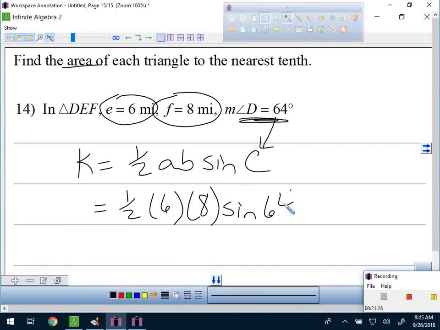If you type that in, you end up getting, let's see, that's going to be 0.5 times 48 times sine of 64, and you should get 21.6, and I'm just rounding that, but that will be the area for that one. And so that was good practice for it.